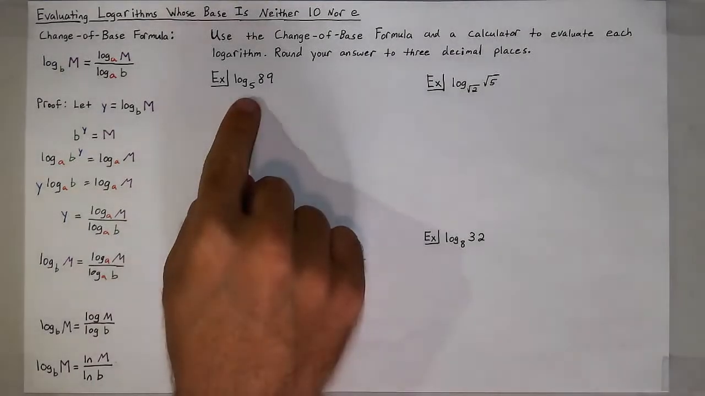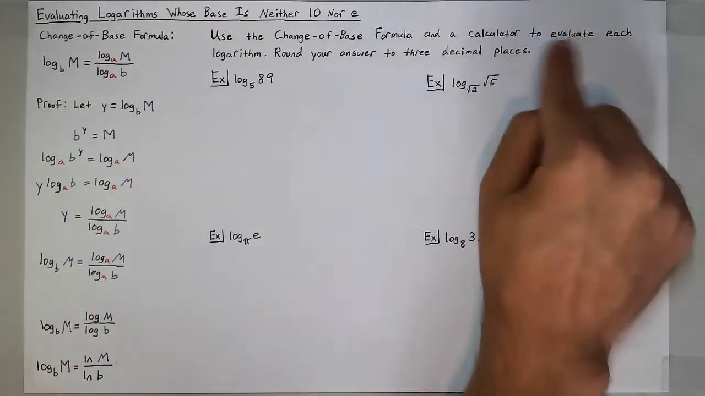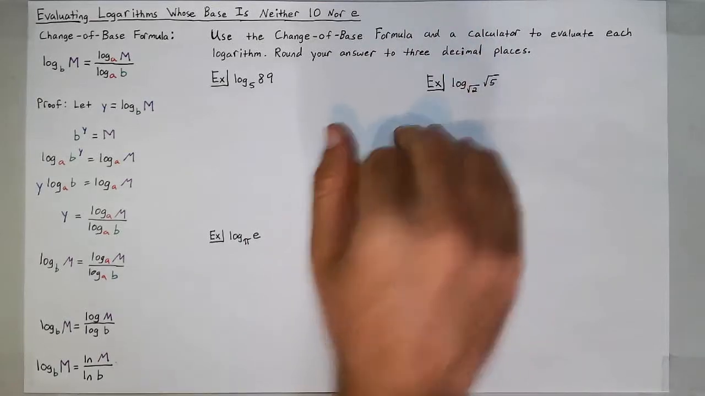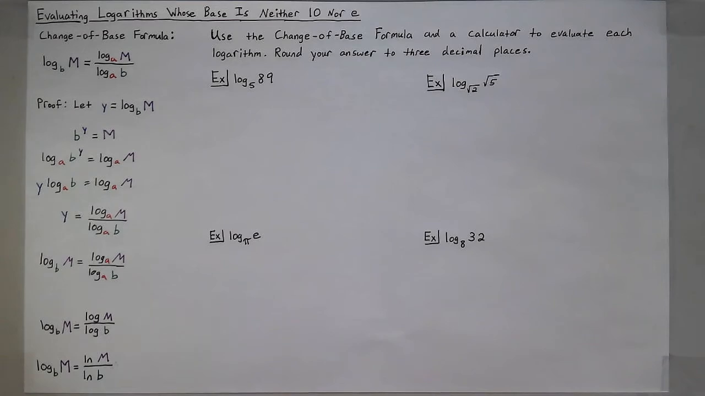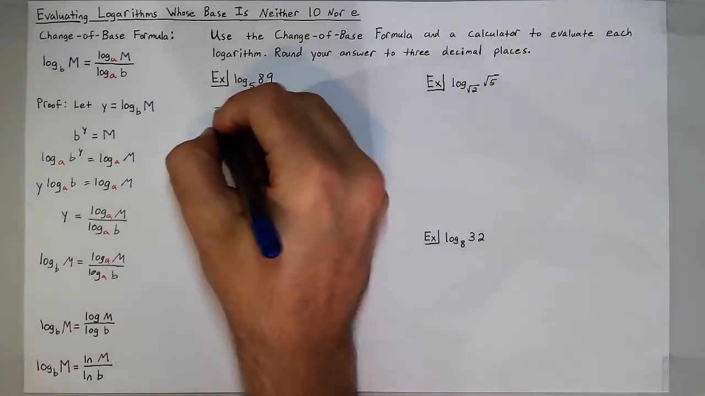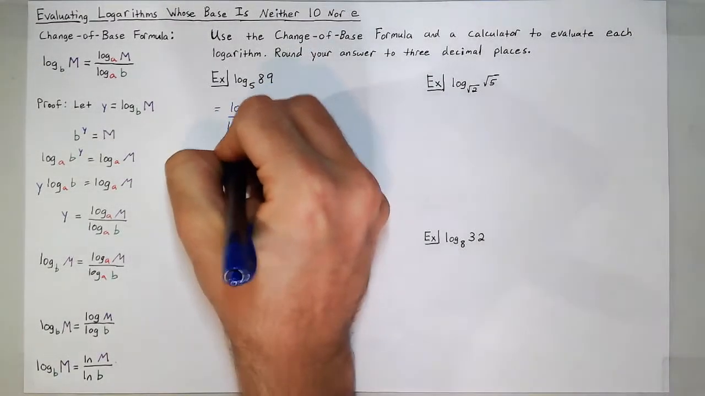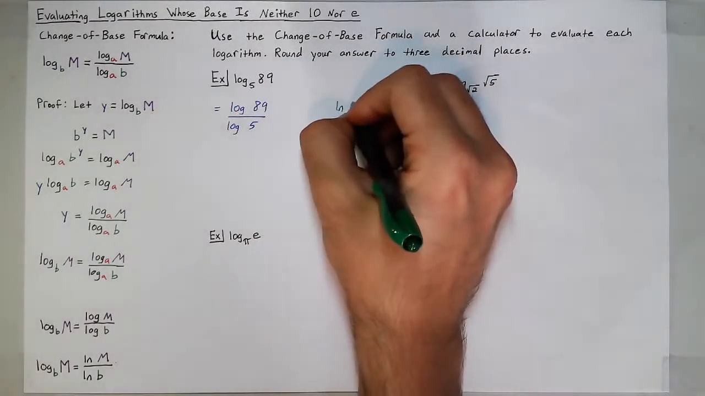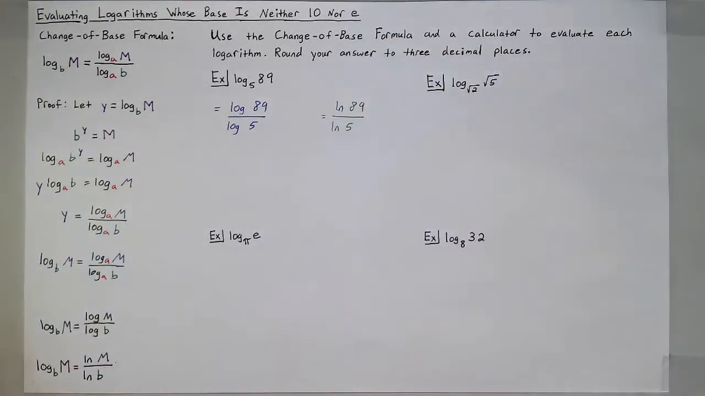So I'm going to start with using the change of base formula and a calculator, which I have handy over here. We're going to evaluate each logarithm and round our answers to 3 decimal places. So to evaluate log base 5 of 89, I'm going to write that as log of 89 over log of 5. Now I could have also done natural log of 89 over natural log of 5, and I'm going to show you the difference in this next step.